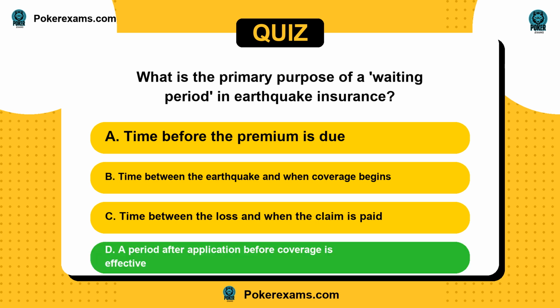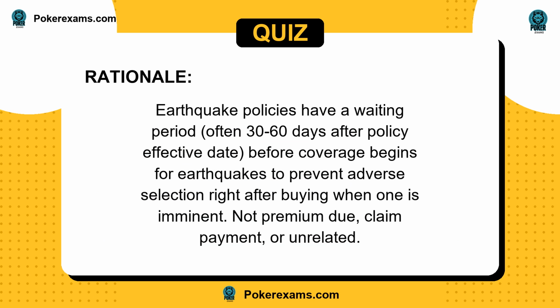The answer is D. Earthquake policies have a waiting period, often 30 to 60 days after policy effective date, before coverage begins for earthquakes to prevent adverse selection right after buying when one is imminent. Not premium due, claim payment, or unrelated.